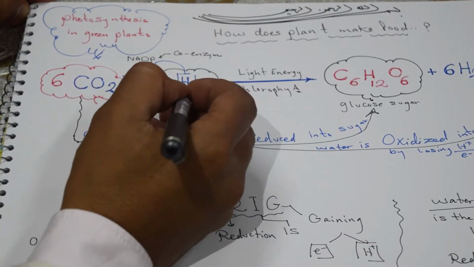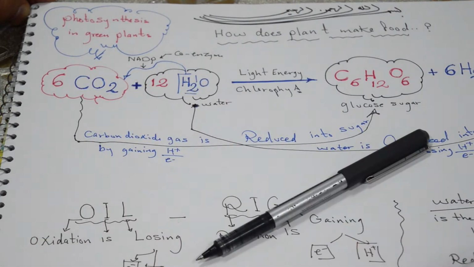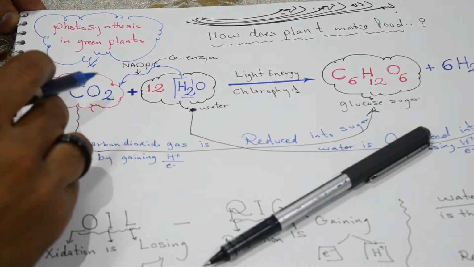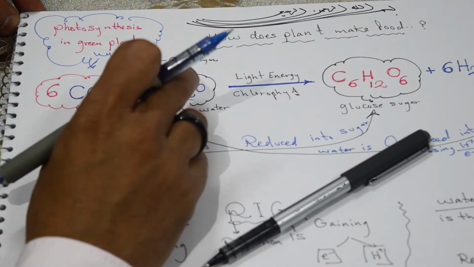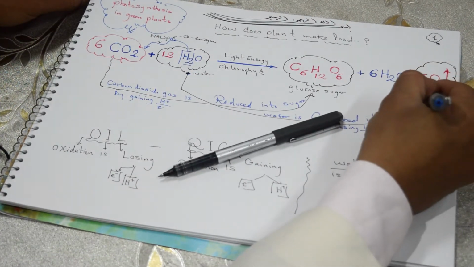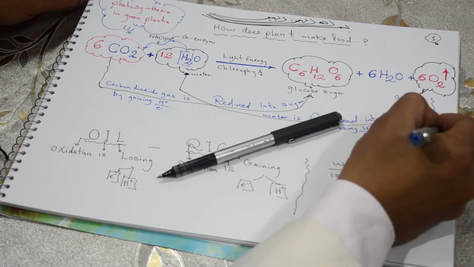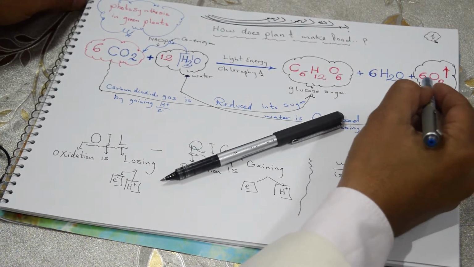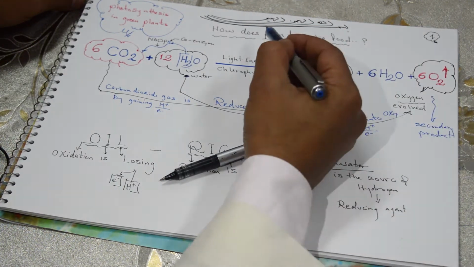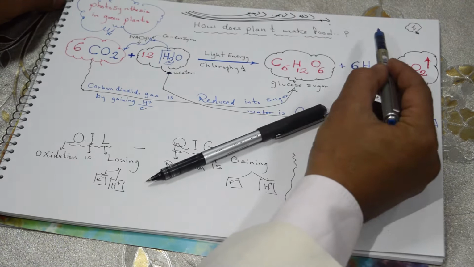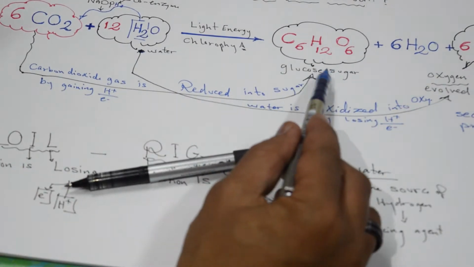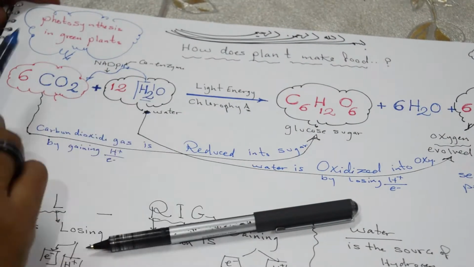NADP is a coenzyme that carries hydrogen from water, so it will be called NADPH2. It transfers it to carbon dioxide, changing it into sugar. At the end, oxygen gas is evolving as a secondary product. A secondary product means oxygen gas is not the molecule needed to be formed by the plant, but the plant makes that reaction in order to produce its food, which is glucose sugar. So, glucose sugar is the main product of photosynthesis in green plants.